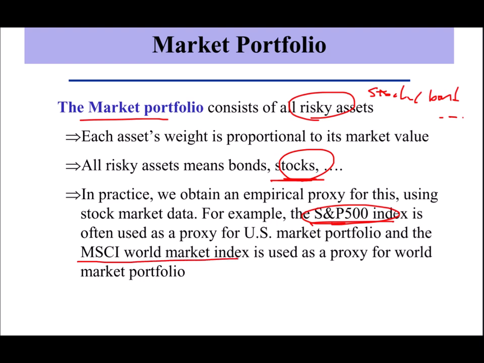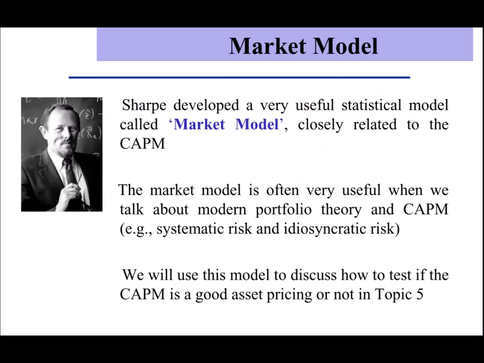And actually, you can buy and sell the market portfolio easily nowadays. For example, in US, there's an ETF on the S&P 500 index. So if you buy that ETF, the mean and standard deviation of that ETF will follow the mean and standard deviation of S&P 500. Based on the capital market line, William Sharpe developed a very useful statistical model called the market model. This model is closely related to the CAPM.